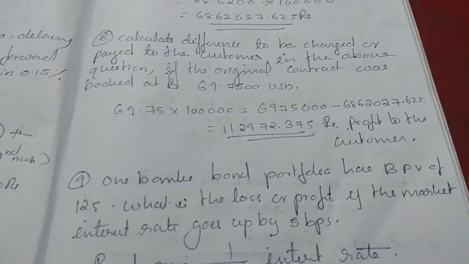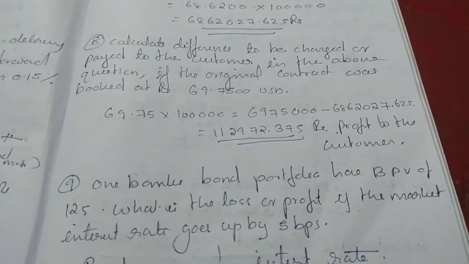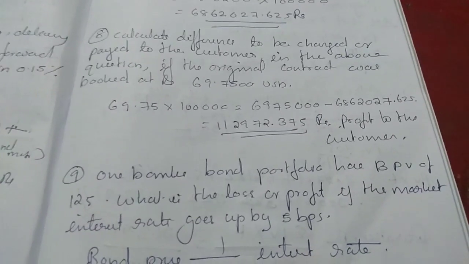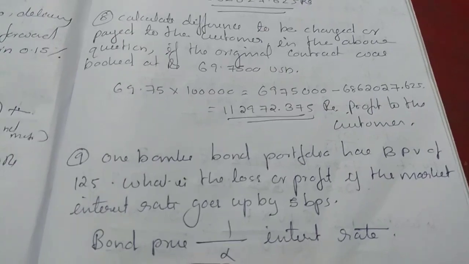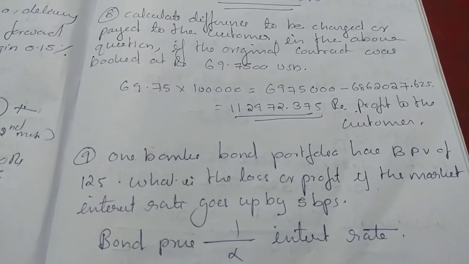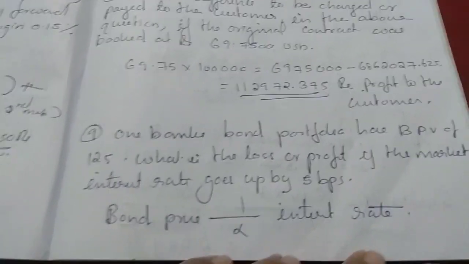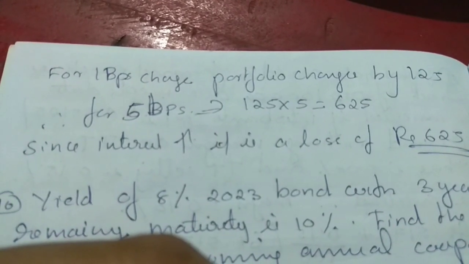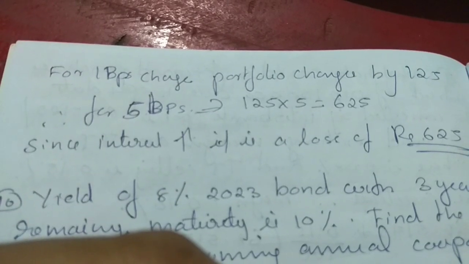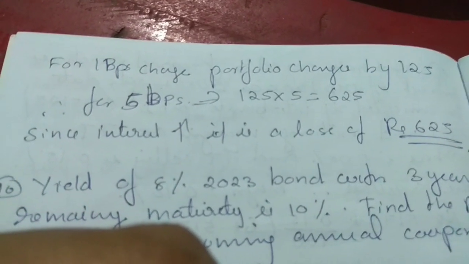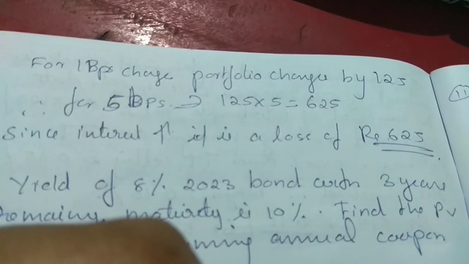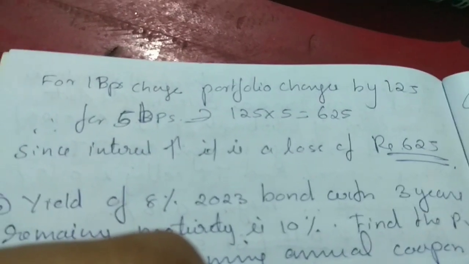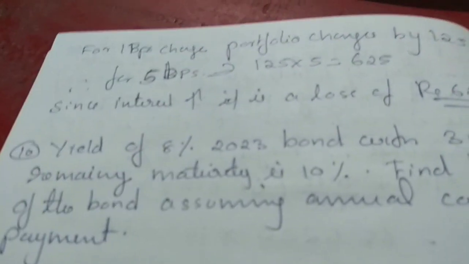Next question. One bank's bond portfolio has a BPV of 125. What is the loss or profit if the market interest rate goes up by 5 BPS? Bond price is inversely proportional to interest rates. For 1 BPS change, the portfolio changes by 125. So for 5 BPS, it is 125 into 5, which is 625. Since interest increases, it is a loss of rupees 625, because as interest increases, bond price decreases.